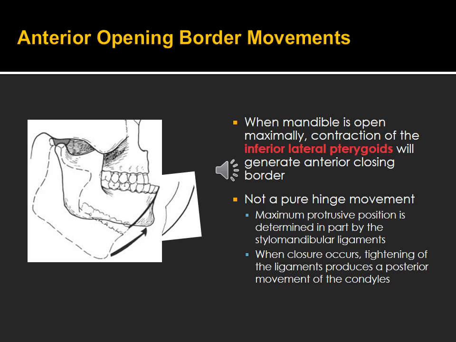and to its position. So the anterior opening, or we call it the right way, actually it is anterior closing, because when we are opening to the maximum at T, then the inferior lateral pterygoids will start to contract and to close the mandible, okay? When we go back totally, if you can see in the picture, the lower teeth are forward in relation to the upper teeth, so they are protruding, and then all the ligaments will start to stretch the condyles back to its position. So this is the anterior closing border.